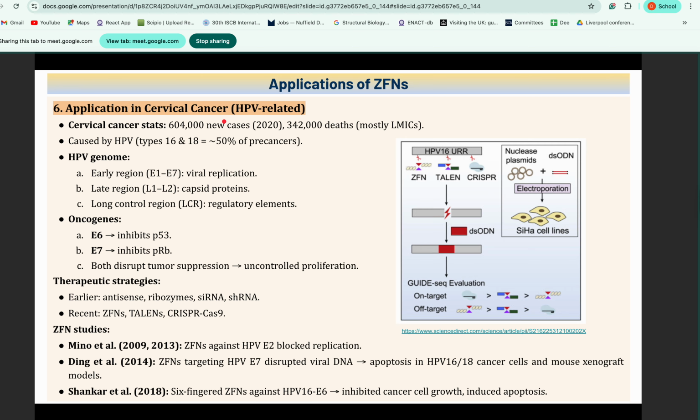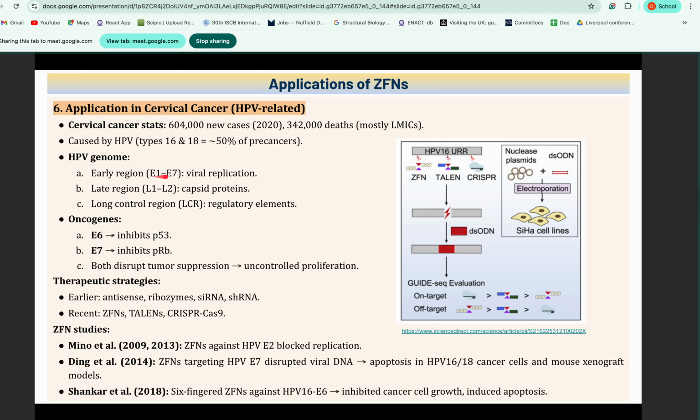One application is in cervical cancer, which is HPV related. If we talk about cervical cancer, then according to 2020, around 6 lakh 4,000 new cases were reported and 3 lakh 42,000 deaths were there due to cervical cancer. This is mainly caused by the human papilloma virus, HPV type 16 and 18, which is around 50% of pre-cancers. In this HPV genome, there are three different regions.